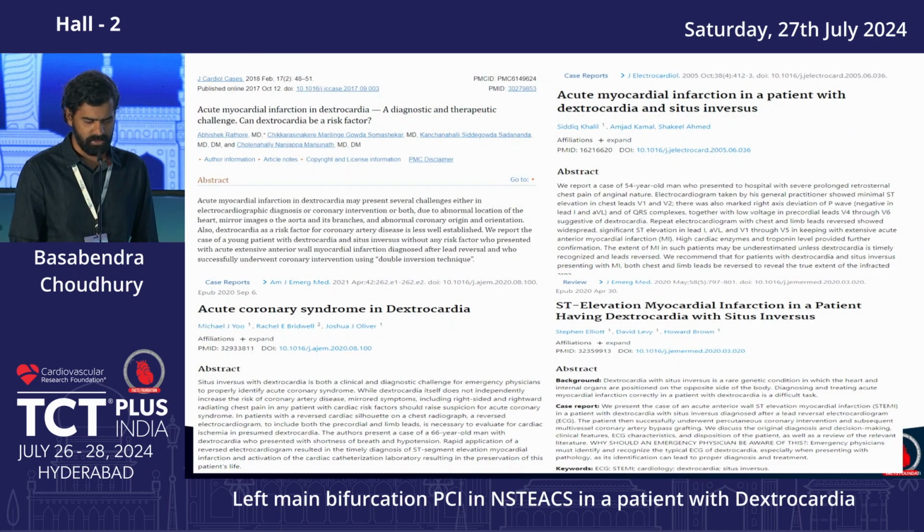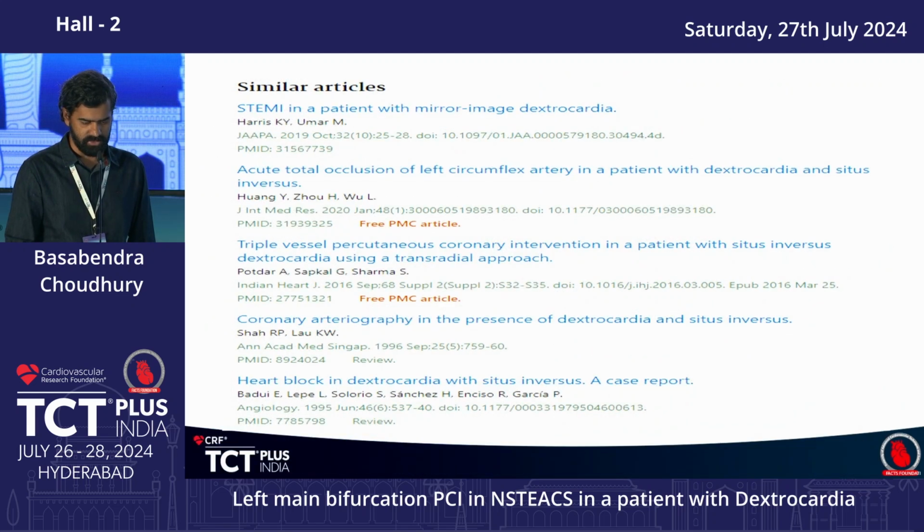So there have been some case reports of dextrocardia presenting as acute coronary syndrome, STEMI in some cases, but it is hard to draw any correlation between the two, dextrocardia and coronary artery disease as such, because there has not been a large case series, due to the rarity of the condition of dextrocardia. So these are some of the articles.